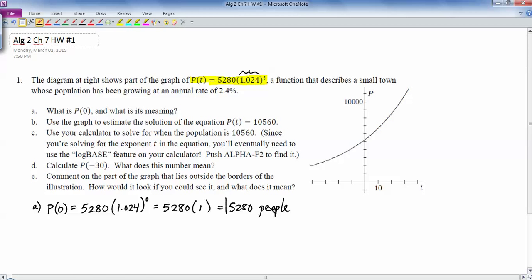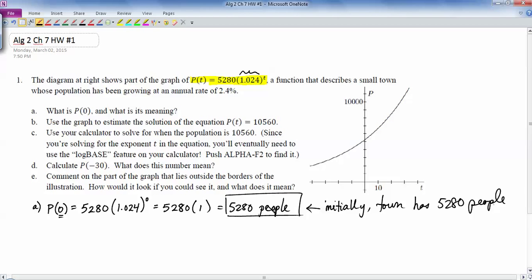So what does it mean? Well, it means that when we first started monitoring this town's population, that's t equals 0, we had 5,280 people. So you can kind of think of t equals 0 as now, or initially, the town has 5,280 people, whatever time it is when we started keeping track.